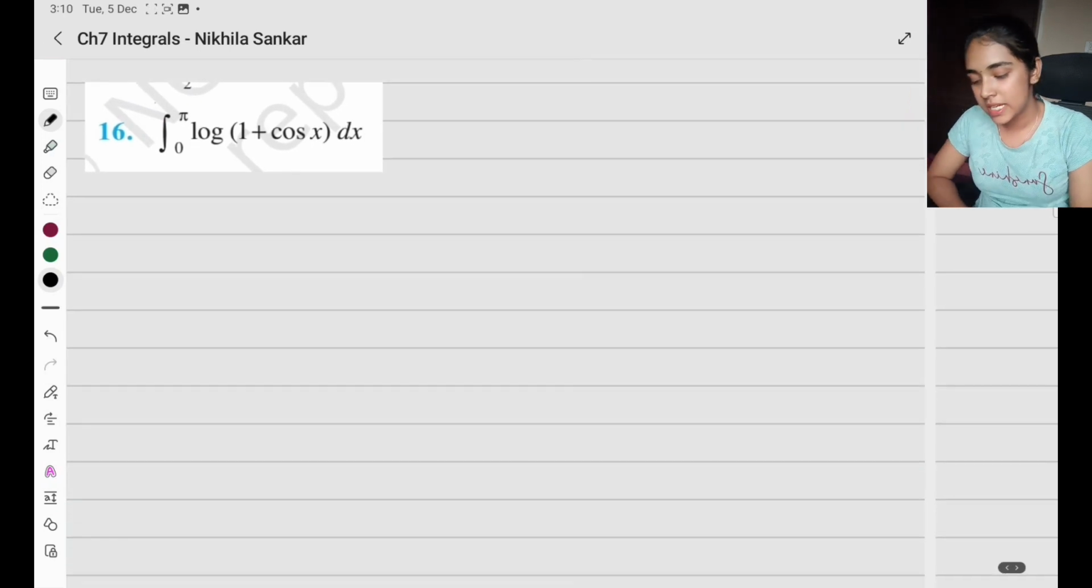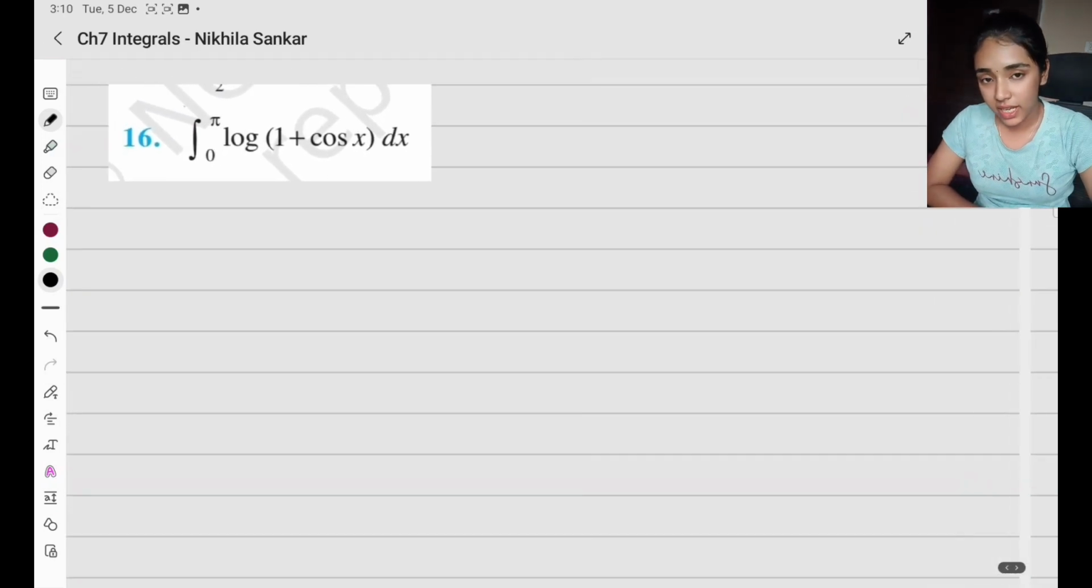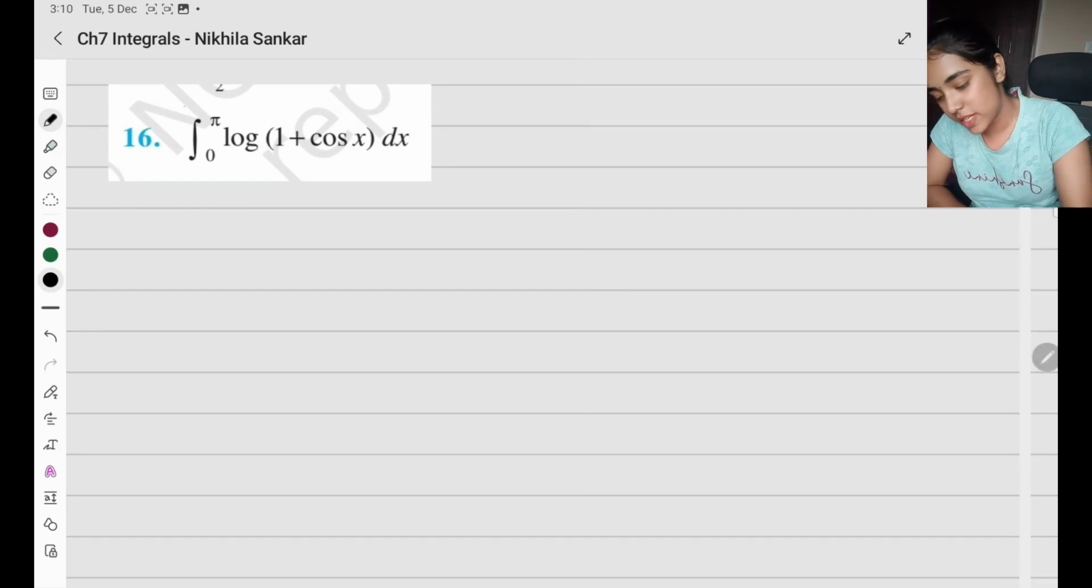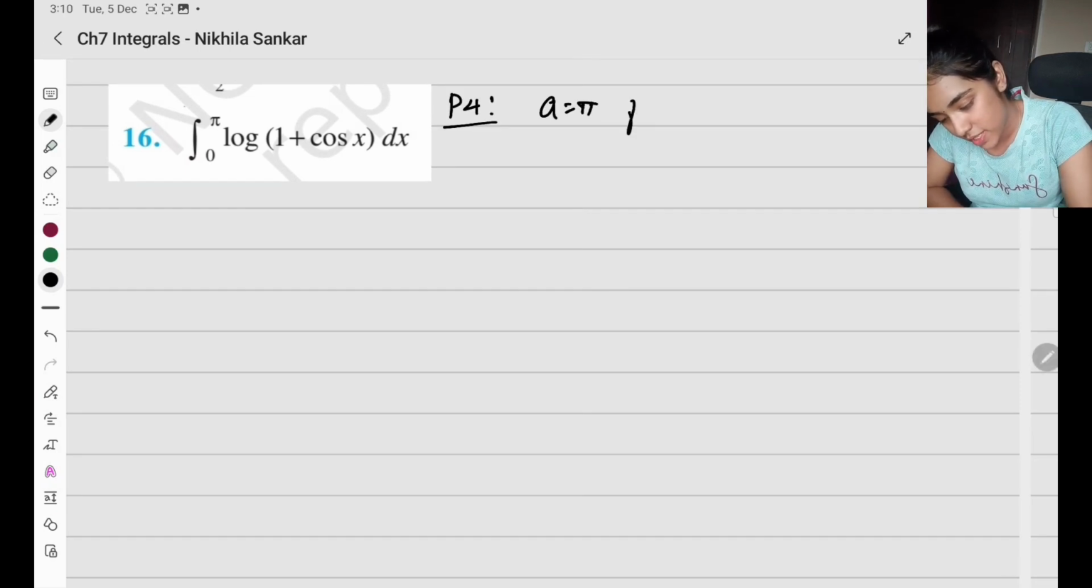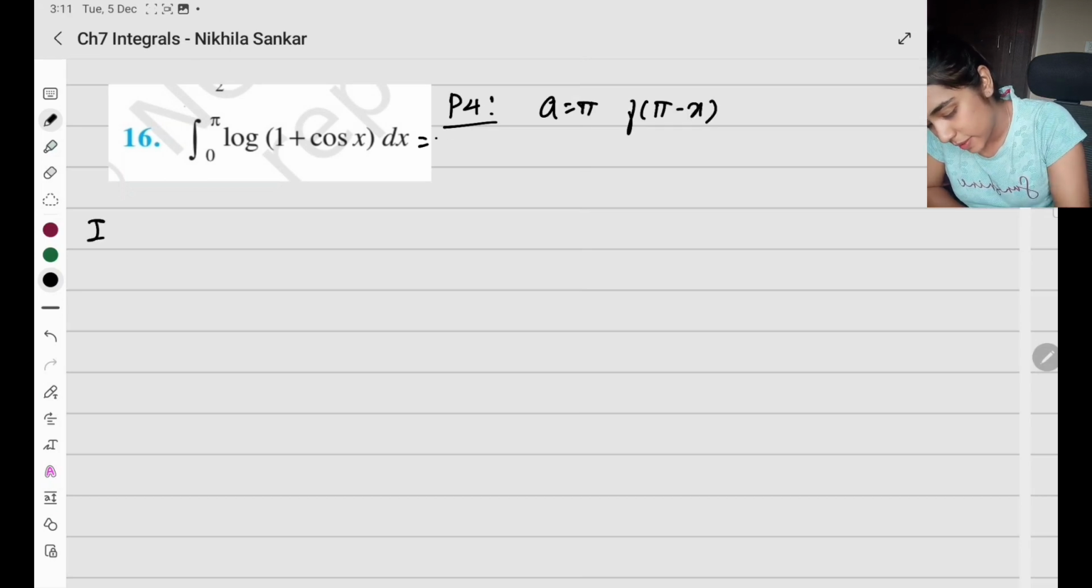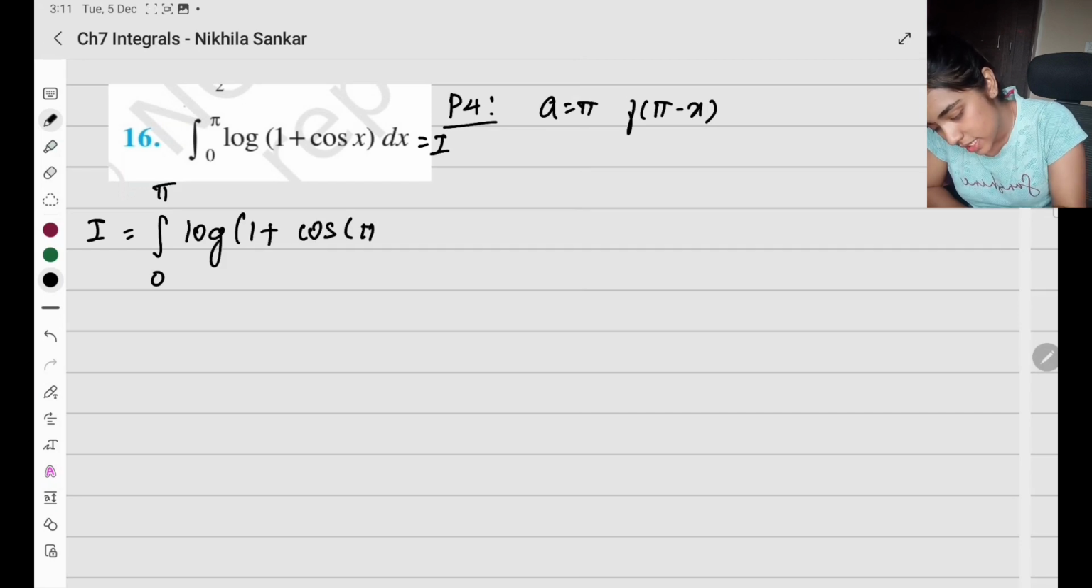Question number 16. Here I have 0 to pi, again using property number 4. Here a value is pi, so f of pi minus x. So I have I. This is my I. So I equals integral of 0 to pi log of 1 plus cos of pi minus x times dx.